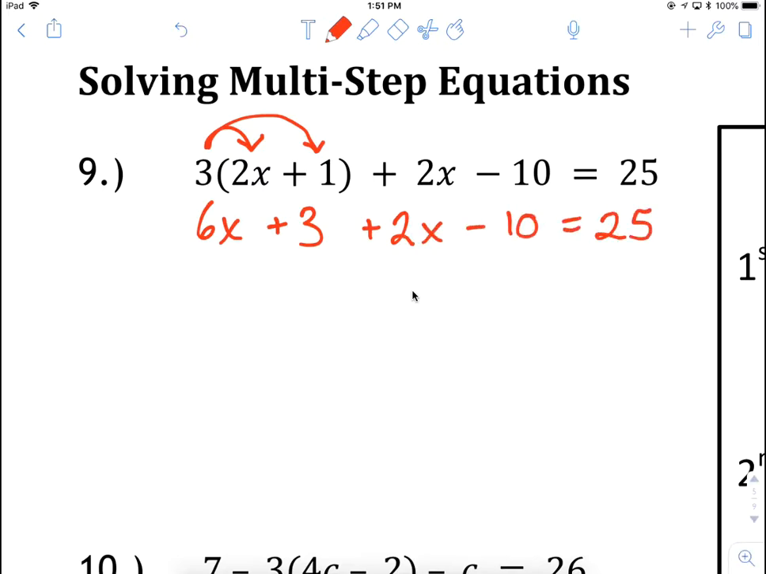Okay. Our next step is to combine, and we've been talking about combining. We said we got to look for all the x's to go together. 6x plus 2x would make 8x's. Same thing here. A positive 3 and a minus 10 would make a negative 7. Now, why do you think I did not combine them with the 25? If you said it's because it's on the other side of the equal sign, you are absolutely right. We're going to leave that 25 alone until we start solving, okay?